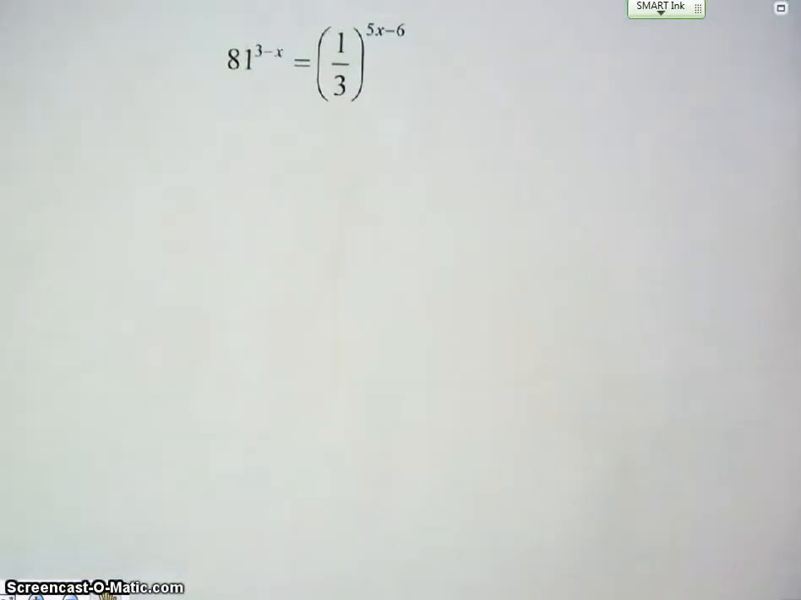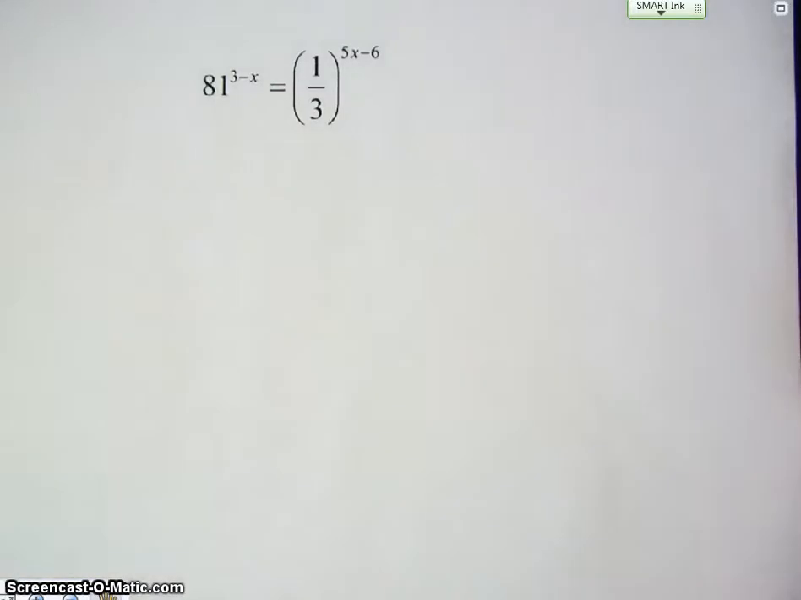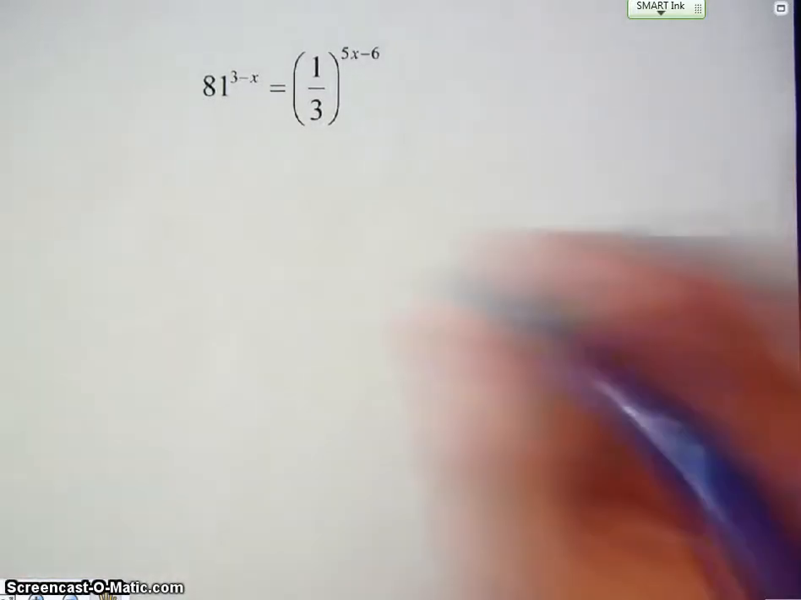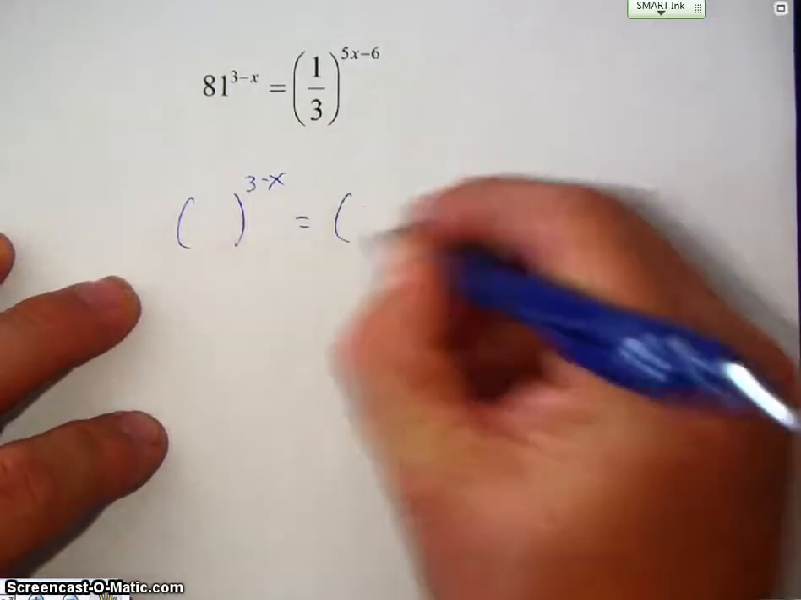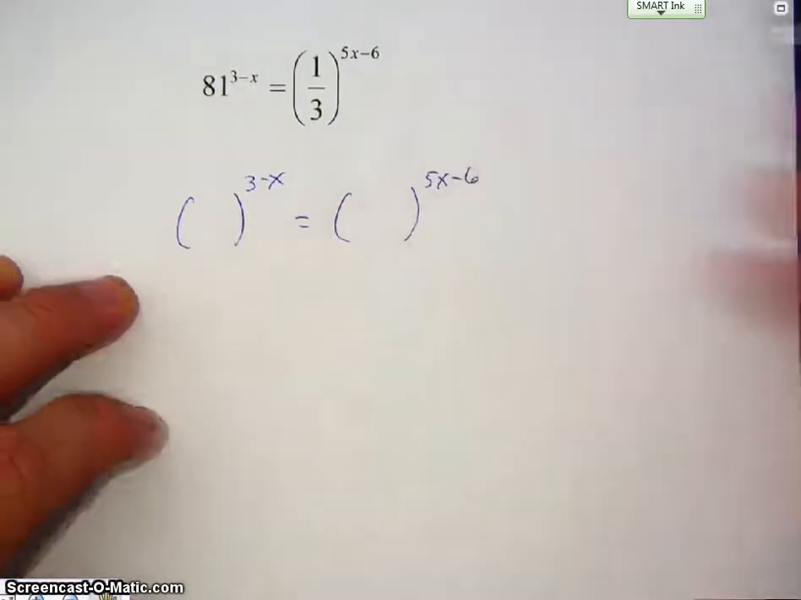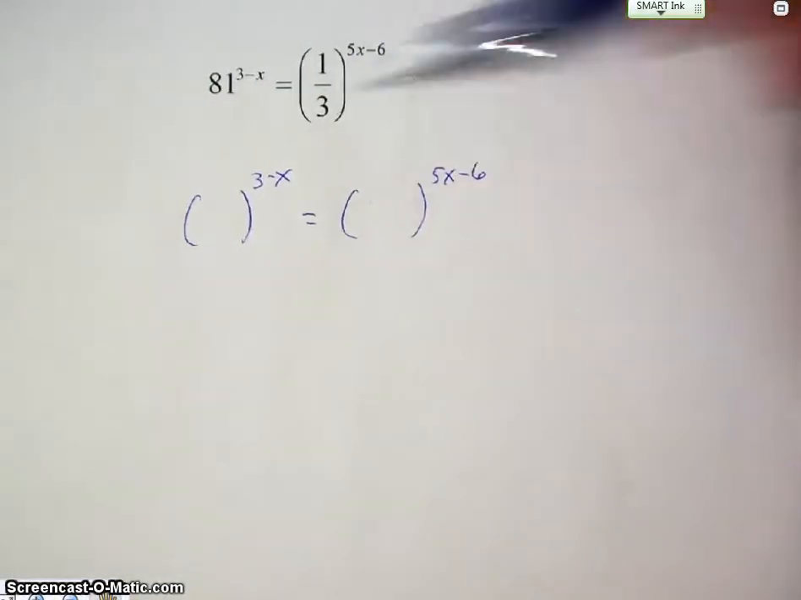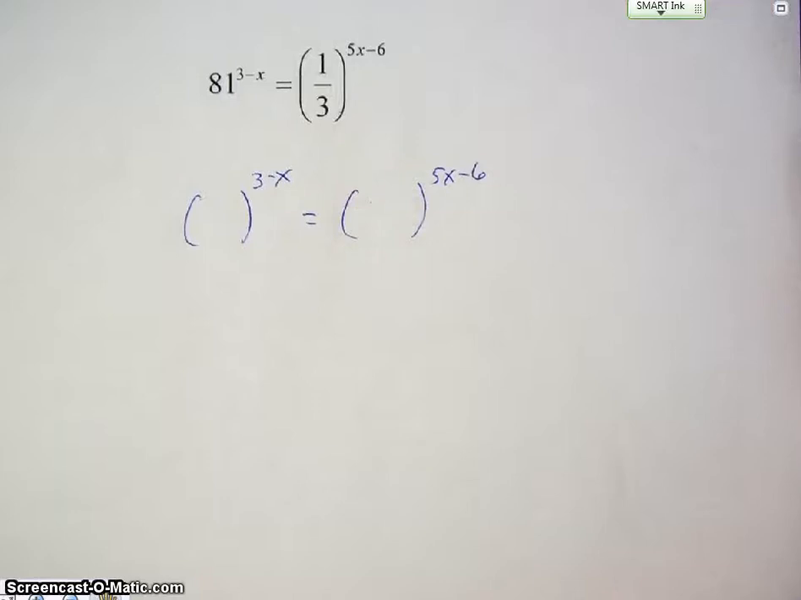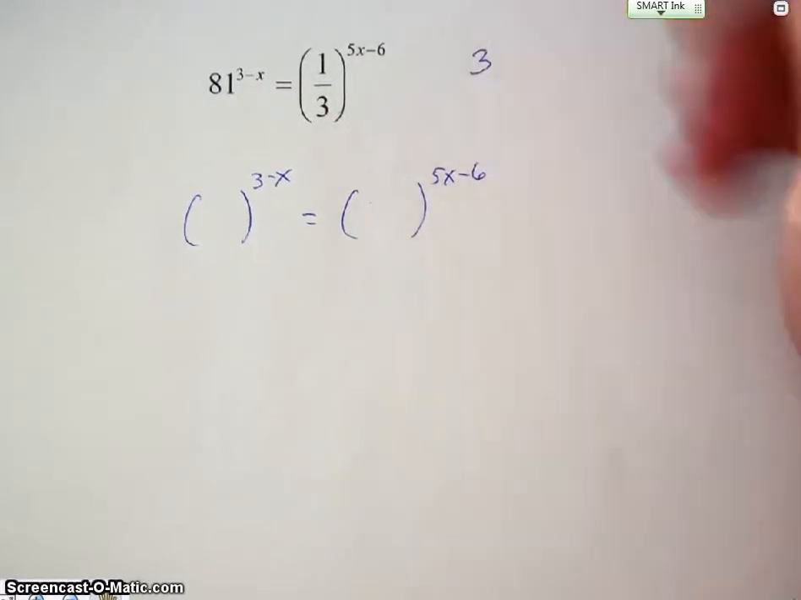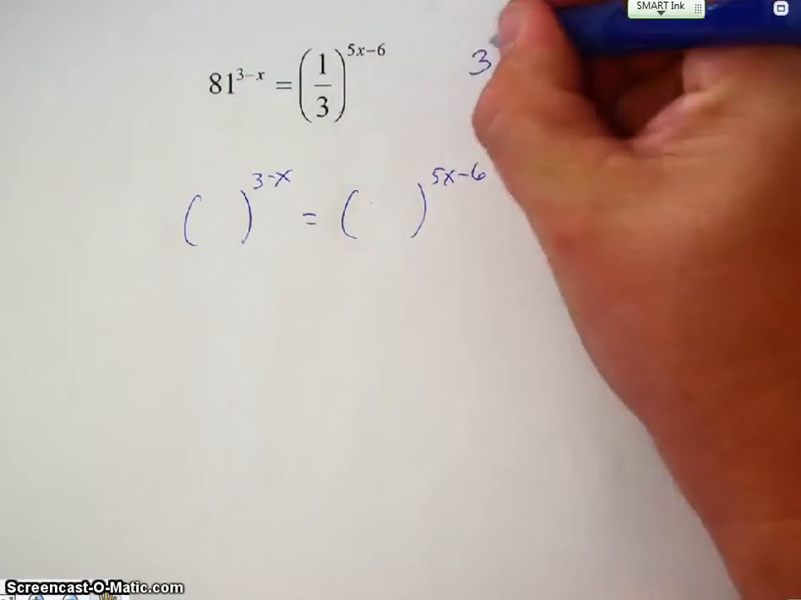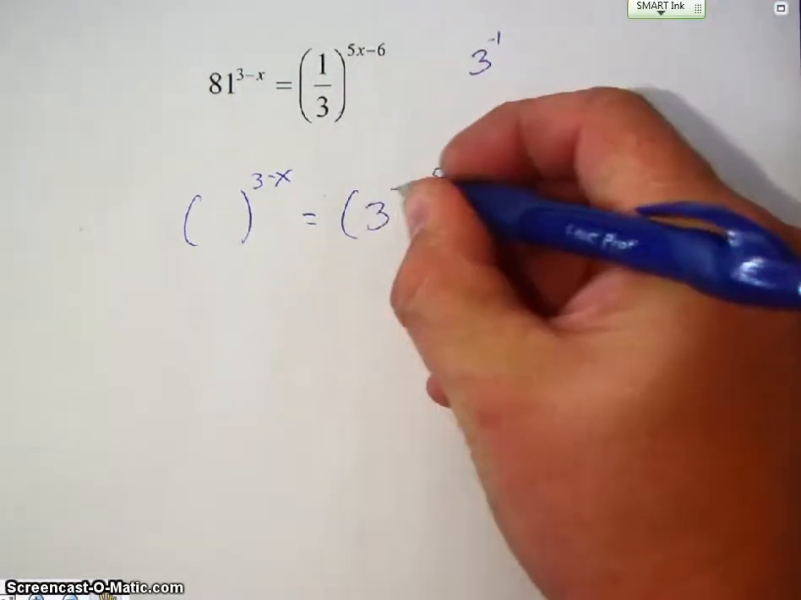Last example. This is a good one. Again, I'm going to rewrite this like so. First thing I notice is that my base is a fraction, and I want it to be a non-fraction. So in other words, I want to take the reciprocal of this, so it becomes 3. But since I took the reciprocal of it, it gives me a -1 exponent. So this becomes 3 to the -1.